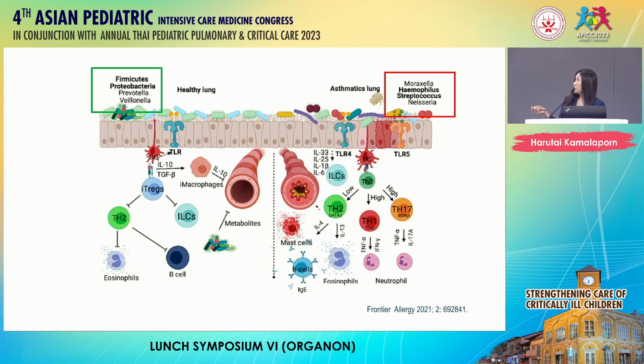And now they separate the healthy lungs here and the asthmatic lungs, with the loss of cytokines and immunomodulators like this. The asthmatic lungs have been infected with varicella, H. influenza, or Streptococcus, and Neisseria. But the healthy lung just has some gut immune or specific germs. These are the good germs, these are the bad ones, okay?